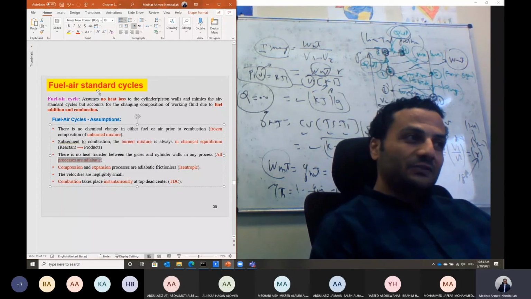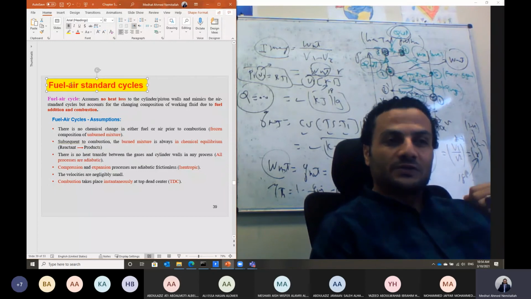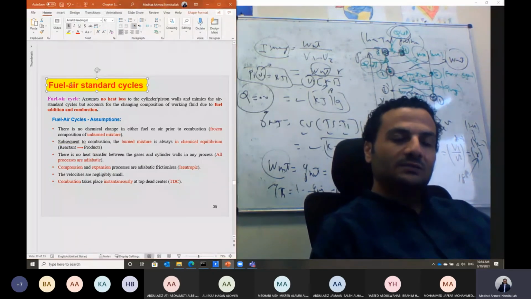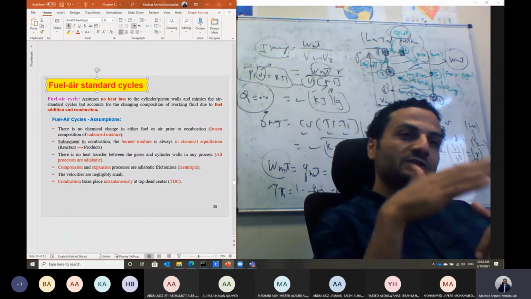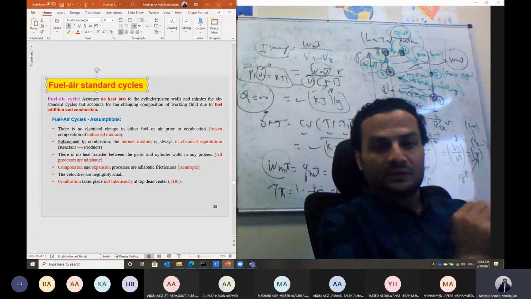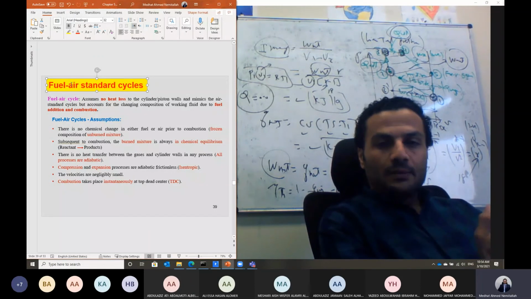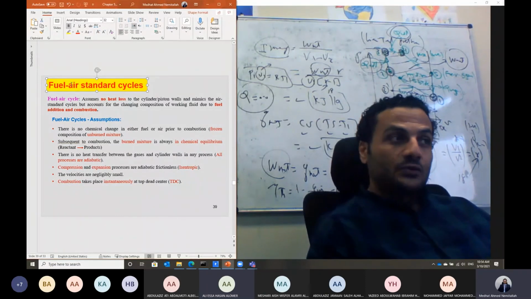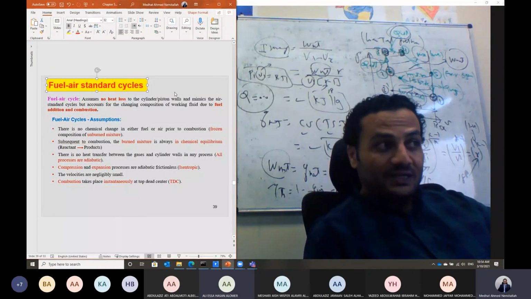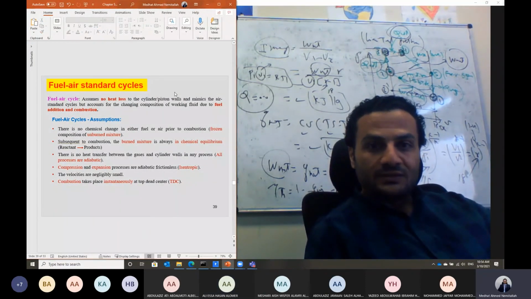In this case, this effect will be reflected on the efficiency. If we calculate the efficiency based on this fuel air cycle, will it be less than or greater than the efficiency compared to the air standard cycle? Which one will be higher? So probably it will be less than air. Yes, exactly, we are going close to the reality, the real case.